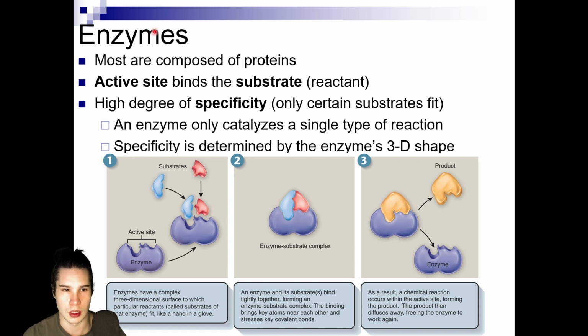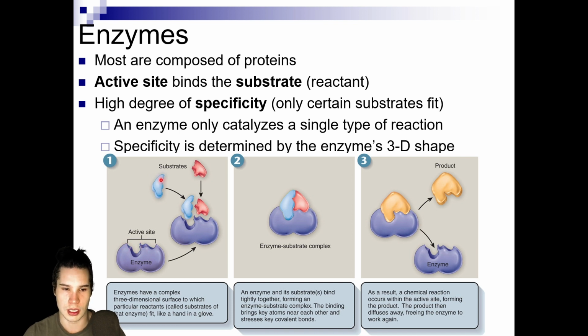Okay, so again, back on enzymes, let's talk about the anatomy of an enzyme. Most of them are going to be composed of proteins, and those proteins, those enzymes, are going to have an active site which binds to substrate, or the reactant, the thing that's going into the reaction. And again, like I said, your enzymes are going to have a high degree of specificity, which is determined by its three-dimensional shape. So only certain substrates will fit. And an enzyme is only going to catalyze a single type of reaction, and it's going to be determined by the enzyme's 3D shape.